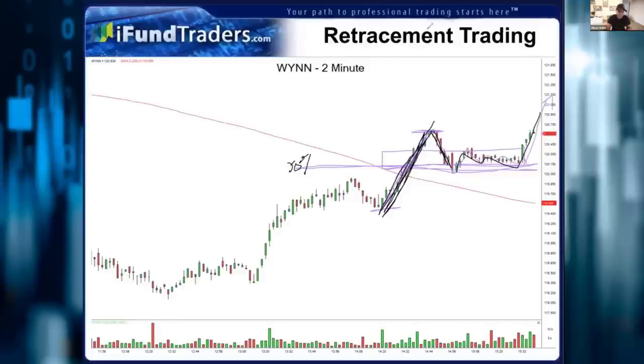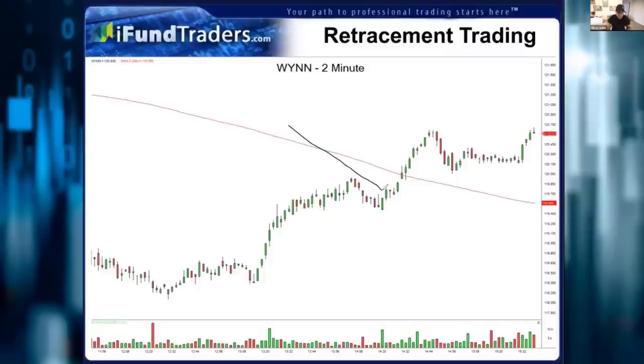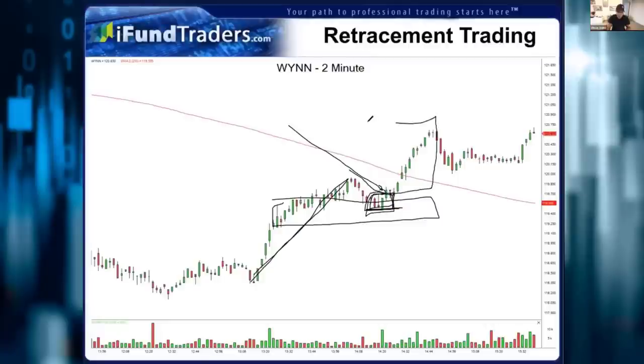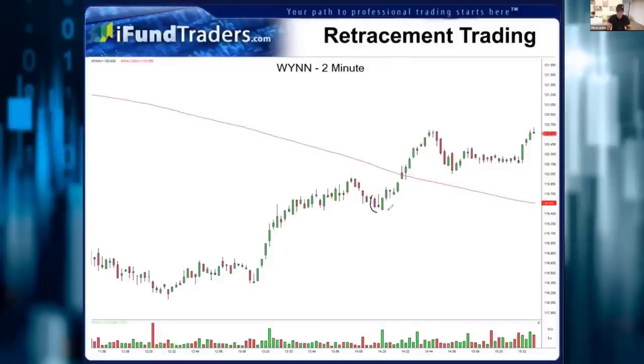So if we go back to this example, we're buying into the turn here. Here's the sweet spot of the move up. We're buying the turn. We're protecting ourselves below the low of the turn. So our risk is relatively small. There's the risk. And here is the reward. And as long as your risk, let's circle the risk, is smaller than the reward.